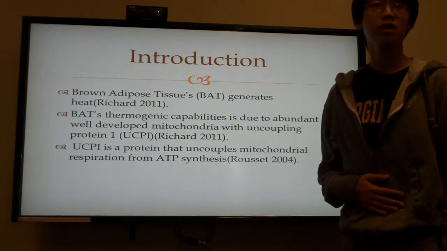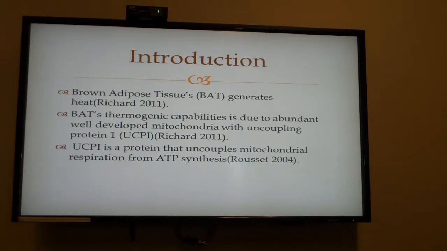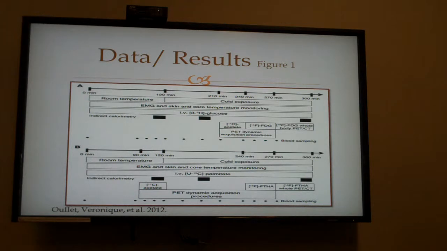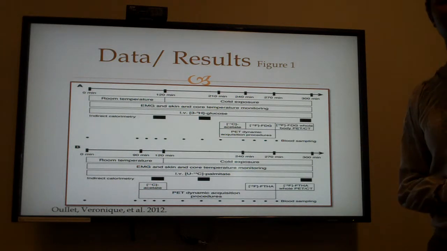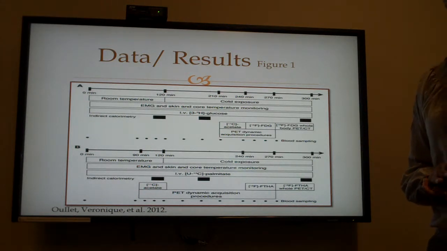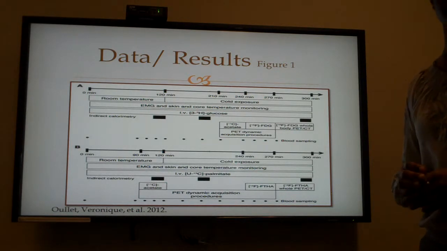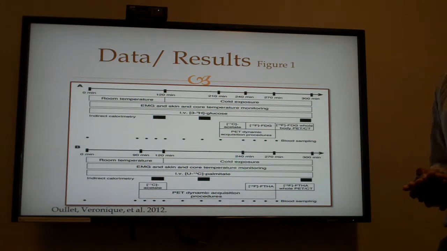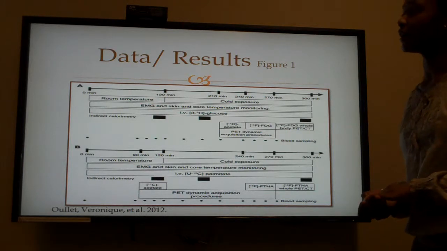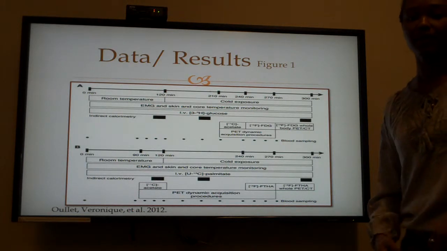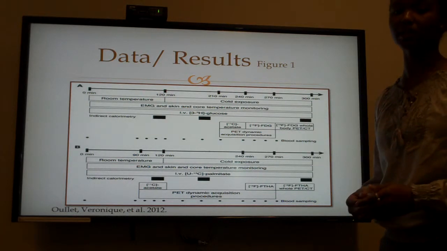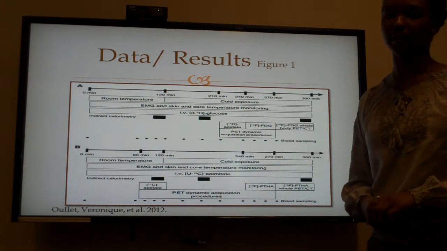Next, we have Nitou Makidi with the data and results. So, here is figure 1. After cold exposure, participant skin temperature was reduced by approximately 3.8, give or take 0.4 degrees Celsius, without change in core body temperature, resting energy, VO2 and VCO2. VO2 and VCO2 are measures of the body's ability to consume oxygen and produce carbon dioxide.